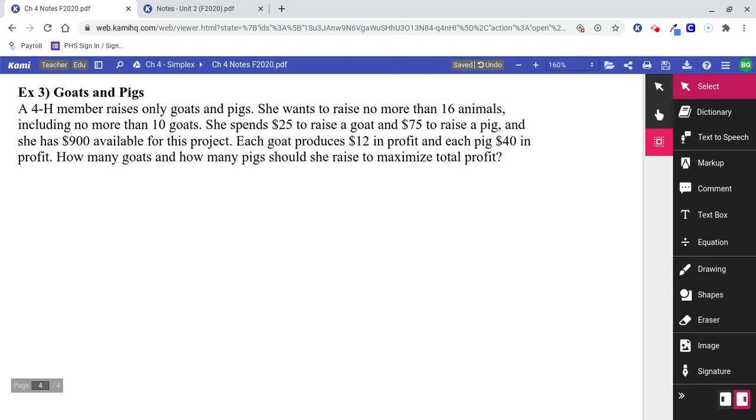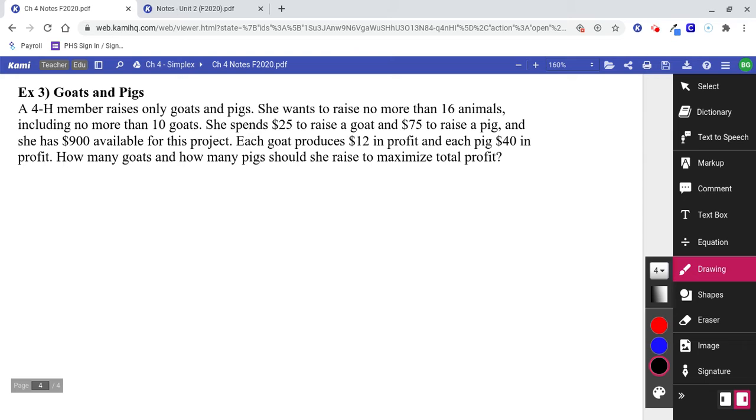A 4-H member raises only goats and pigs. She wants to raise no more than 16 animals, including no more than 10 goats. She spends $25 to raise a goat and $75 to raise a pig and has $900 available. Each goat produces $12 in profit and each pig $40 in profit. How many goats and how many pigs should she raise to maximize total profit?